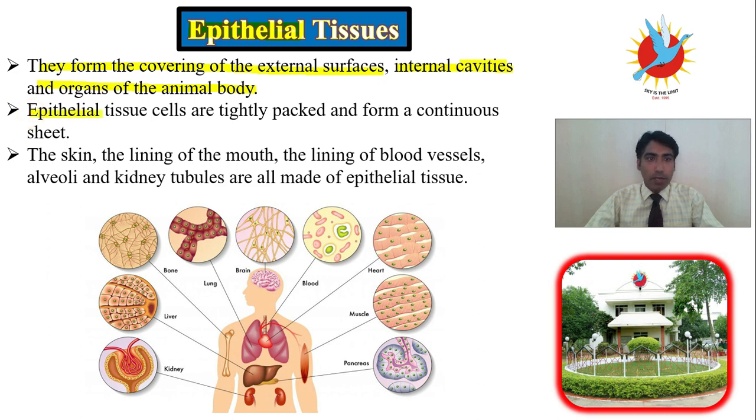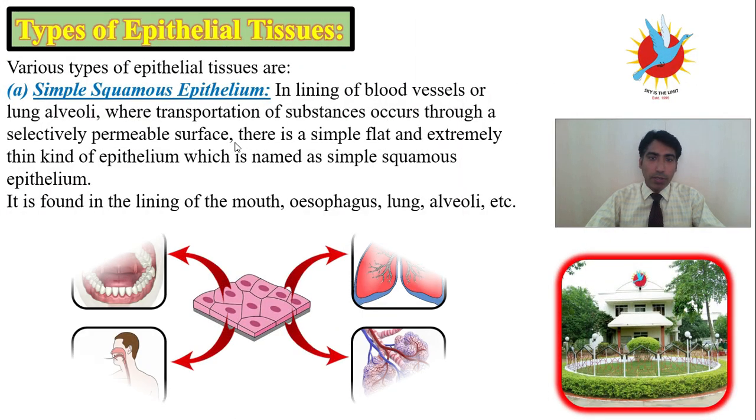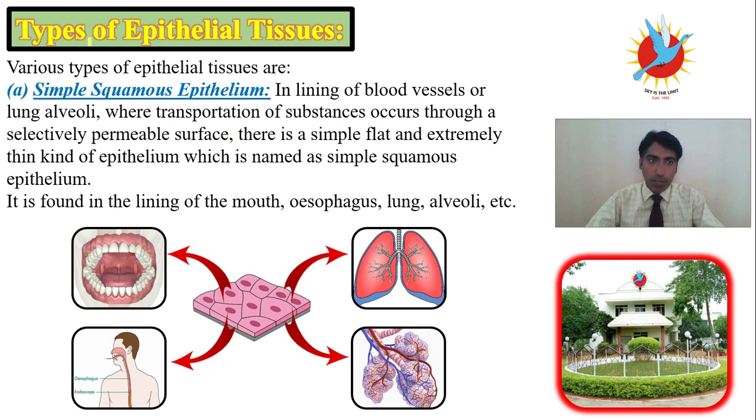Epithelial tissue cells are tightly packed and form a continuous sheet, like a covering. The skin, the lining of the mouth, the lining of blood vessels, alveoli and kidney tubules are all made up of epithelial tissue. So first we are going to discuss the various types of epithelial tissue, which are as follows.